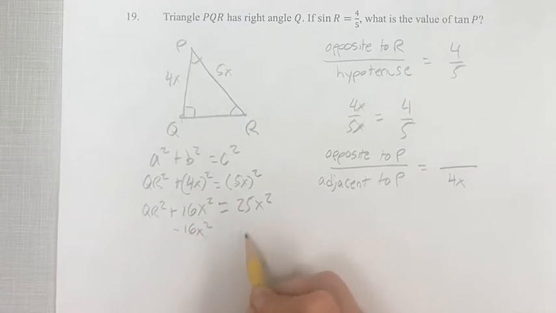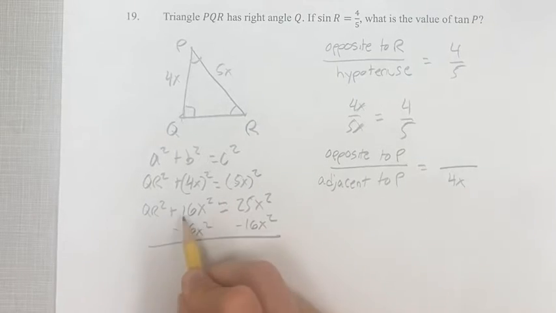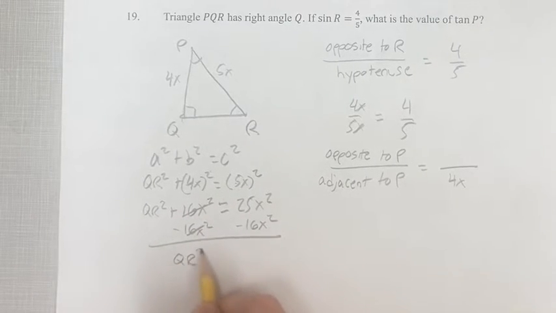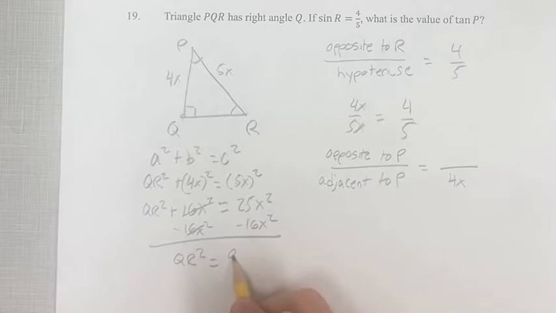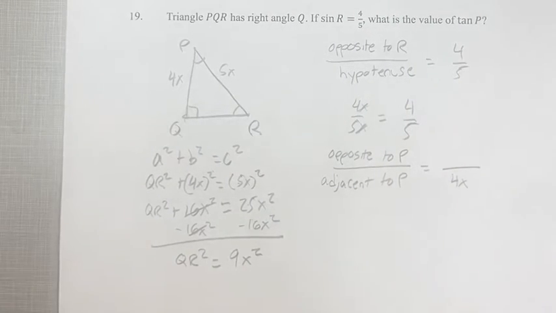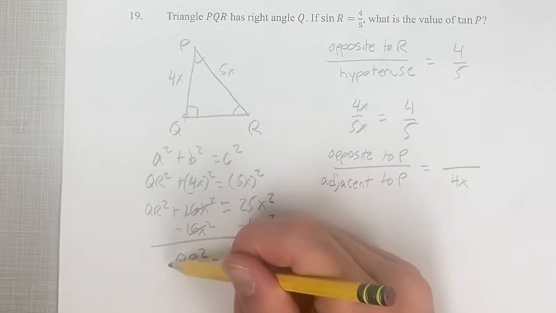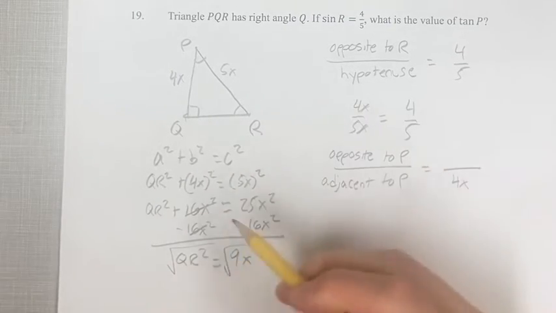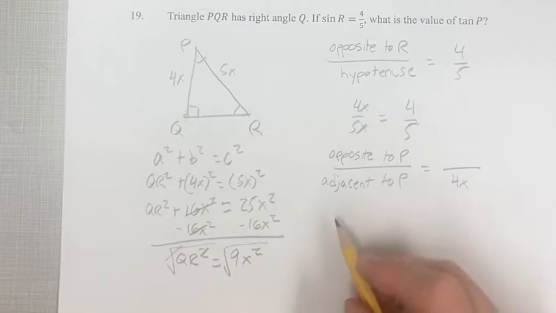Subtracting 16x squared from both sides, these cancel and you get QR squared is equal to 25 minus 16 is 9x squared. And then you take the square root of both sides. The square root of QR squared is just QR.